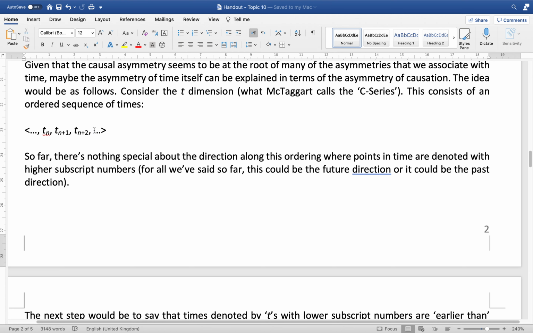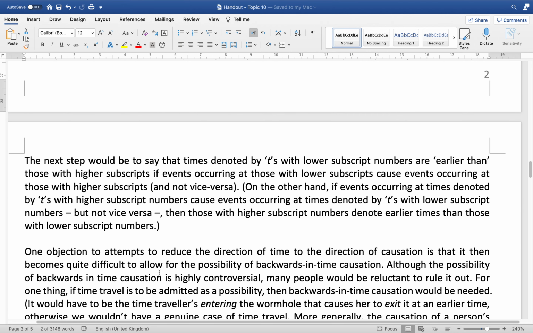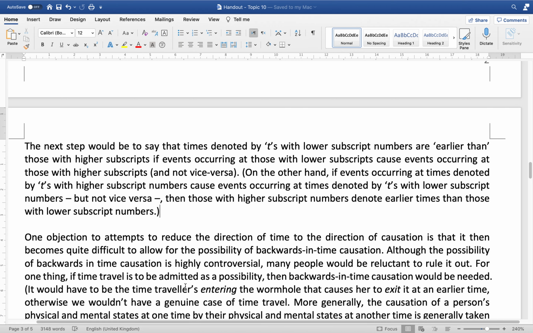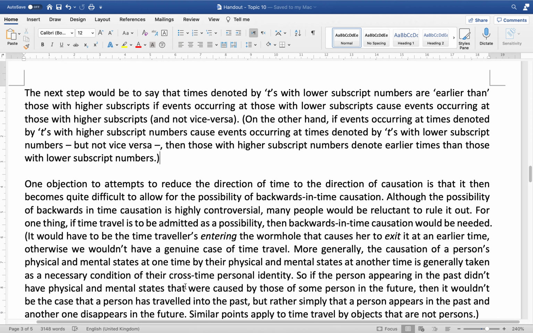It could be that events occurring at times with higher subscripts tend to cause events occurring at times denoted with the lower subscripts, and in that case it would be the ones denoted with higher subscripts that would be earlier than those with lower subscripts. So that would be the obvious way of trying to account for or define a direction of time in terms of a direction of causation.